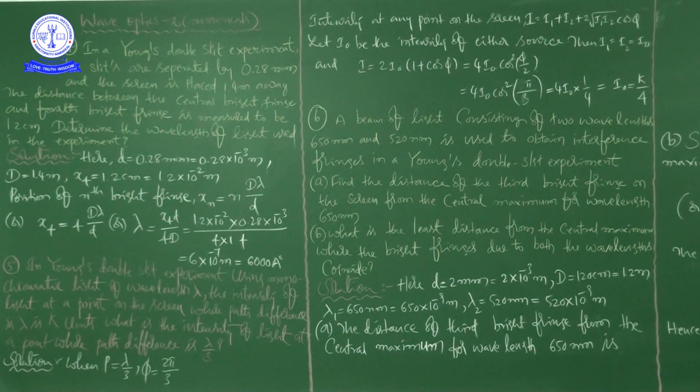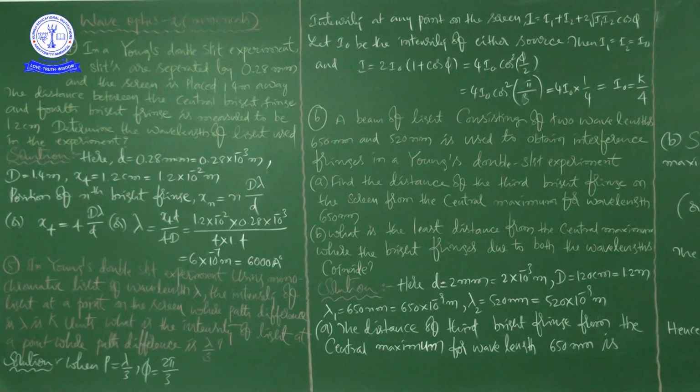If you observe carefully here, the path difference p is equal to lambda by 3, and the phase difference phi is equal to 2 pi by 3. You know that if you know the path difference, you can find the phase difference, and if you know the phase difference, you can find the path difference, right?